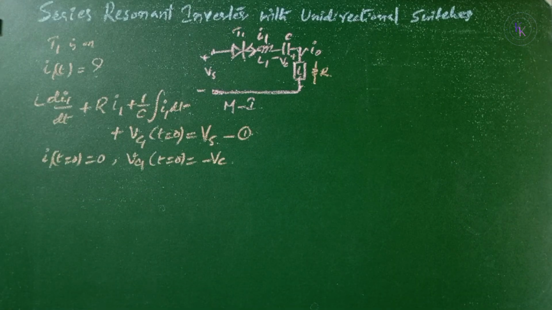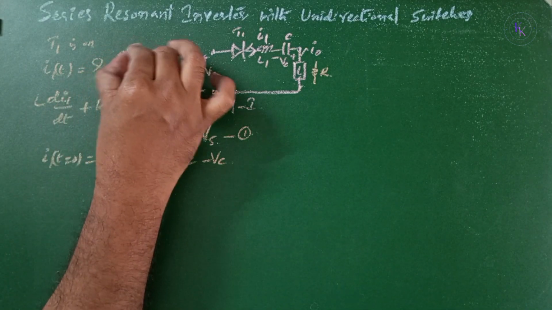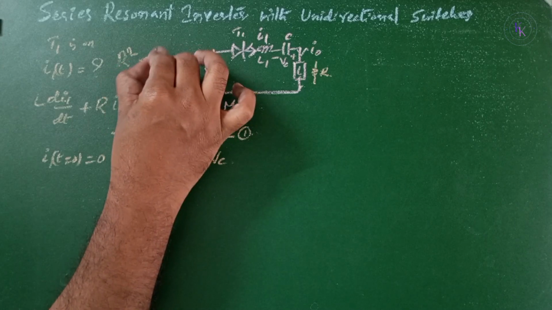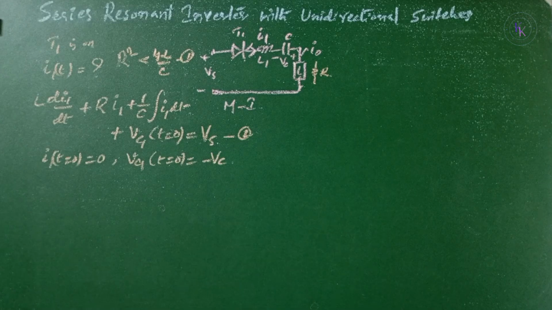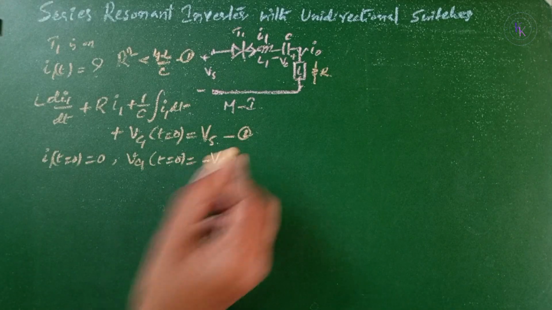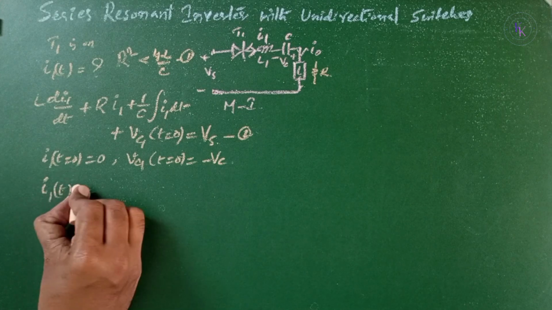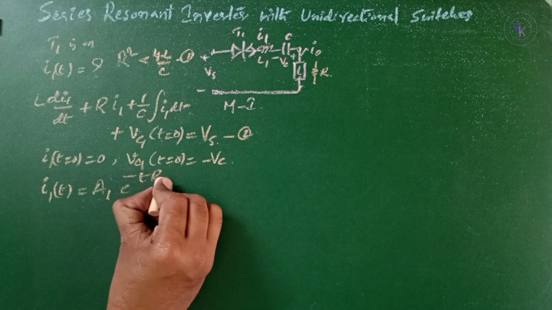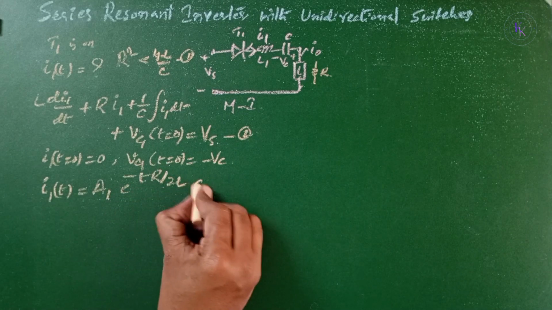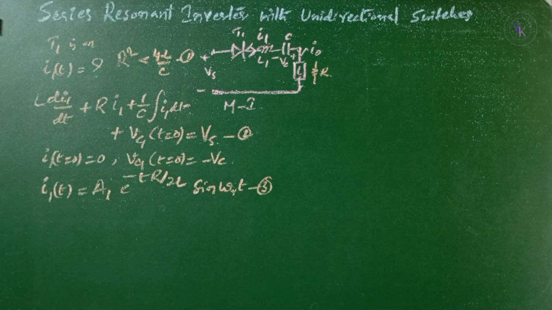The series resonant circuit formed by L, C and the load must be underdamped. Since this is an underdamped case, R squared must be less than 4L by C. Let this be equation number 2. The solution for the above equation with the initial conditions is i1(t) equals A1 e to the power of minus tR/2L sine omega R t. That is equation number 3.